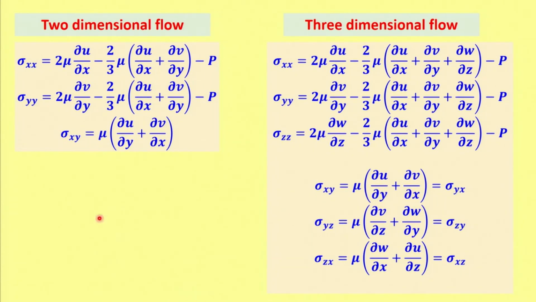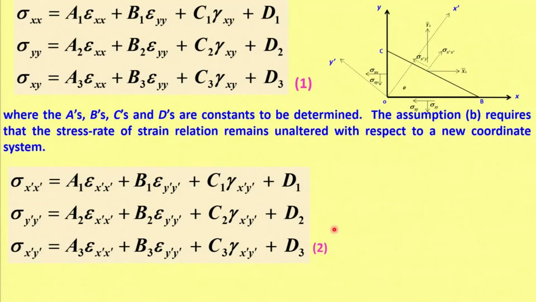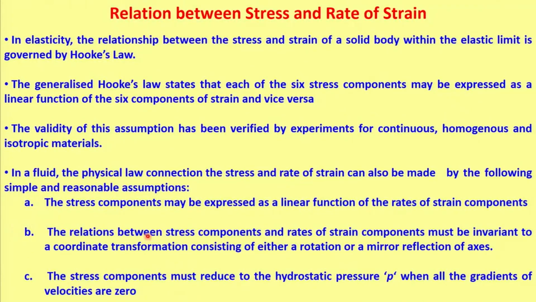So the summary of this is that we invoked only three assumptions. First, stress is expressed as a linear function of rate of strains, that is a1 epsilon xx, b1 epsilon yy, c1 gamma xy plus d1 equal to sigma xx. This comes from the linearity assumption. Second, the relations between stress components and strain components are invariant with coordinate transformation, either rotation or mirror reflection. Third, stress is reduced to hydrostatic pressure when all gradients of velocities are zero.